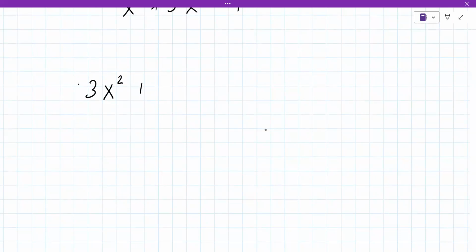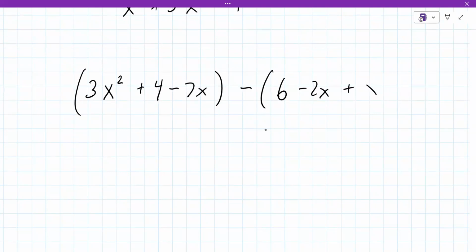3x squared plus 4 minus 7x minus 6 minus 2x plus x squared.